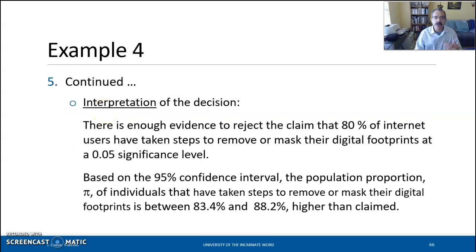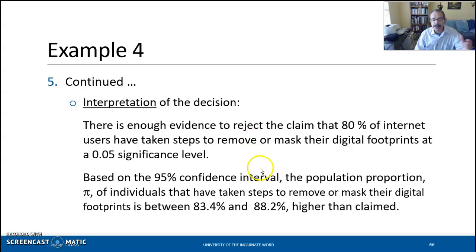Now, we interpret this decision as meaning that there is enough evidence to reject the claim that 80% of the internet users have taken steps to remove or mask their digital footprint at a significance level of 0.05. And the natural question is, if it is not 80%, what is it? Well, we can use our knowledge of how to calculate a confidence interval. If we calculate the 95% confidence interval based on what we learned in the previous module, you can determine that the confidence interval goes from 83.4% to 88.2%. So the true proportion we think is between 83.4% and 88.2%, higher than this 80%.